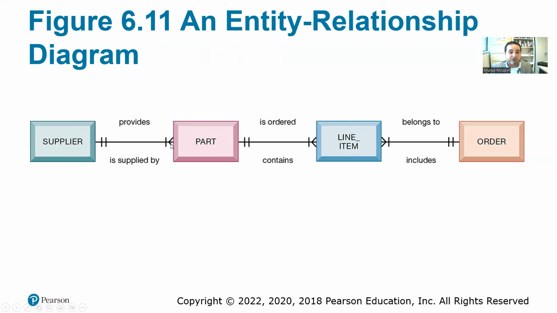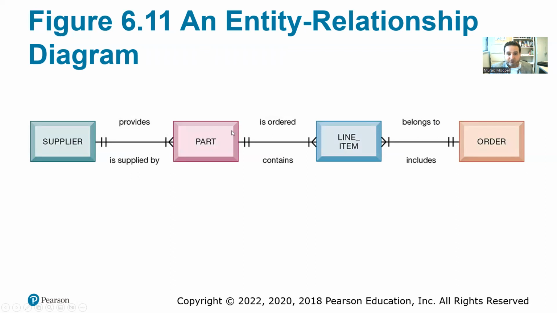So again, this is the crow's feet. The crow's feet represents the many side, or it represents many, right? So every supplier provides many parts, and then every part is supplied by one and only one supplier. So you can read it this way. Another way, which is also correct, is to say every supplier provides at a maximum many parts, at a minimum one part, right? And then you can say each part is supplied by at a minimum one and at a maximum one supplier, right?